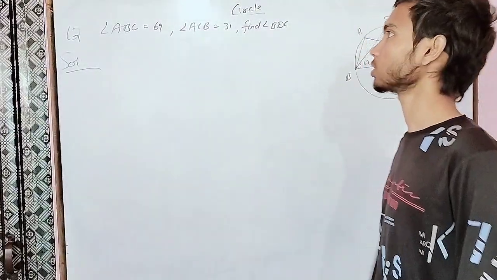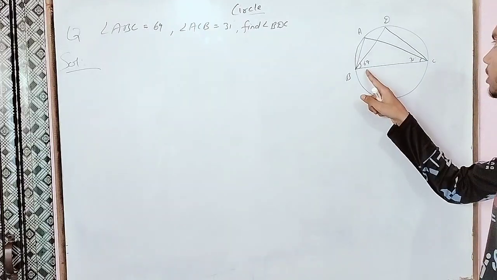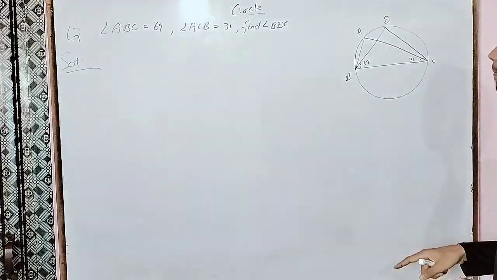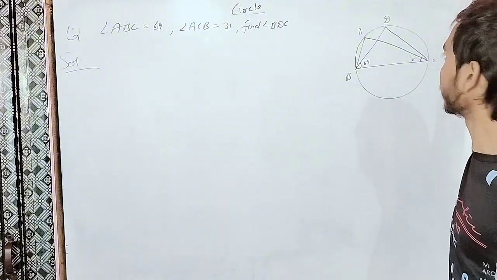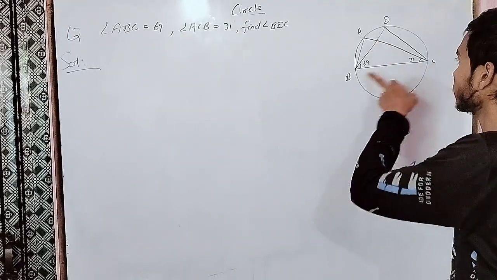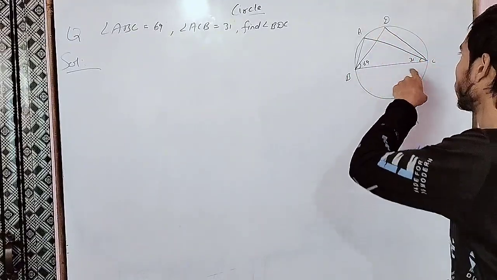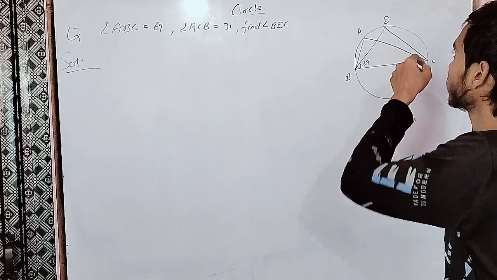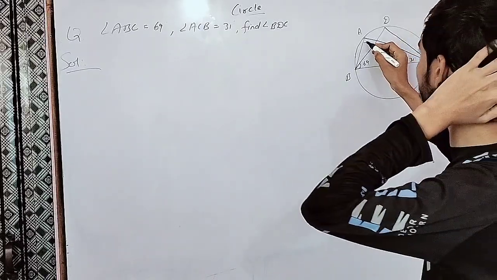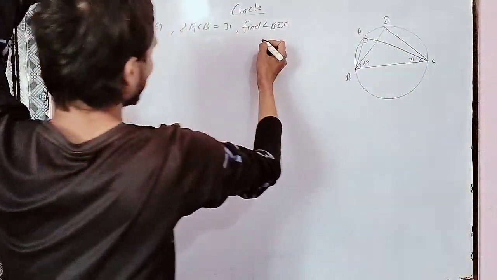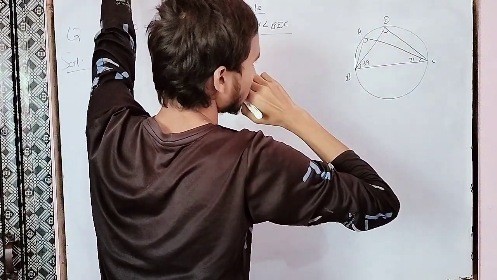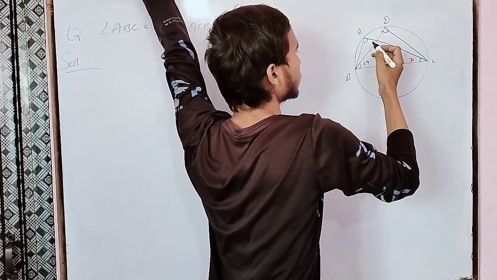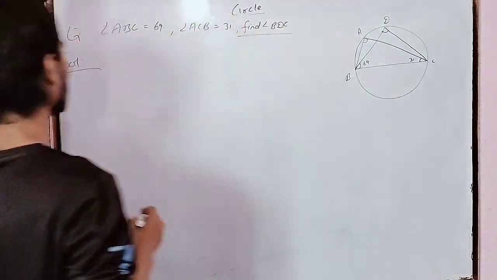Angle ABC. So angle B is given, which is 69. Angle ABC is given as 69. Angle ACB is given as 31. ACB, not DCB. So it is 31. We can find this. So the main question is what? BDC. We have to find this.